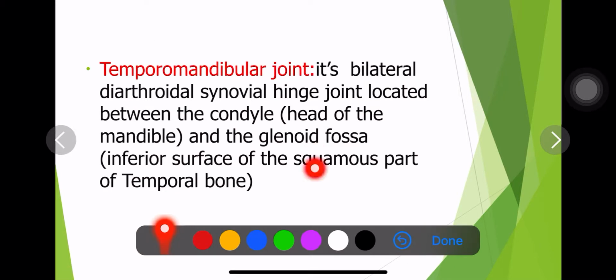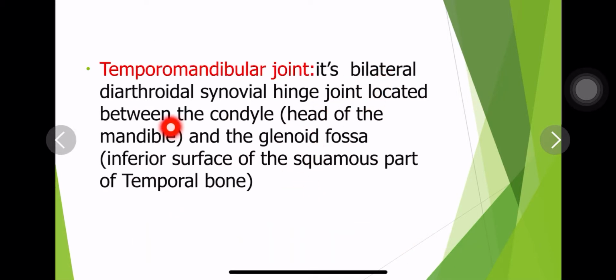Temporomandibular joint, it is a bilateral ginglymoarthrodial synovial hinge joint located between the condyle head of the mandible and the glenoid fossa, the inferior surface of the squamous part of the temporal bone.